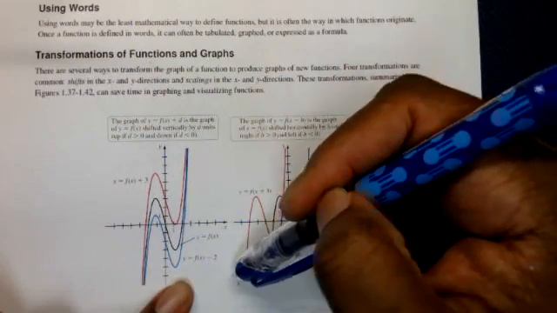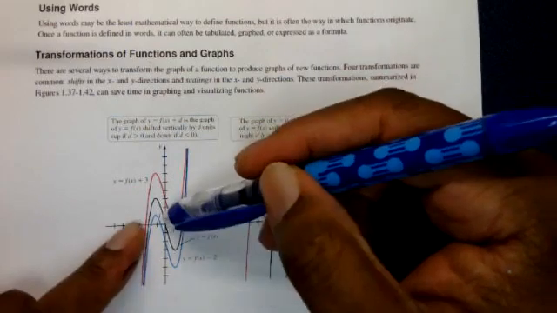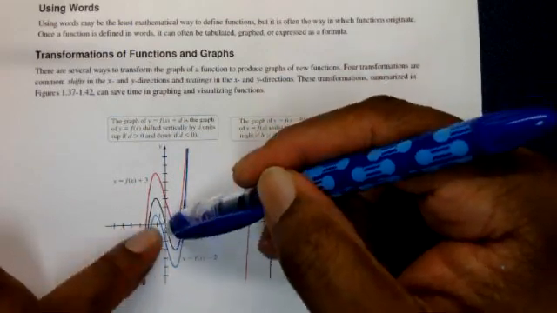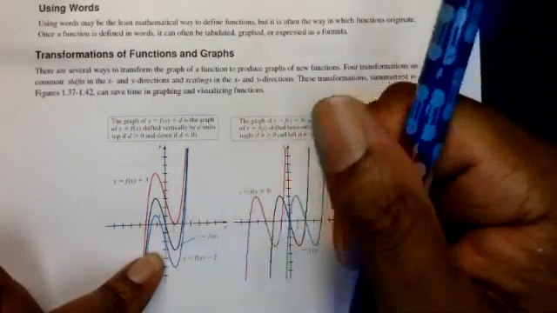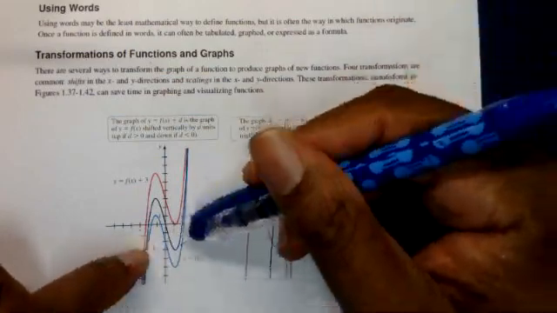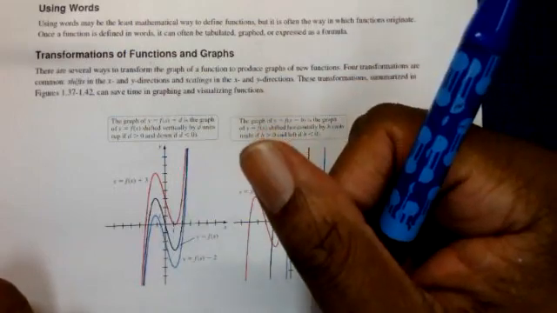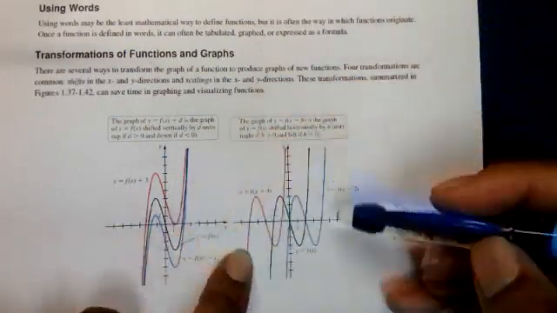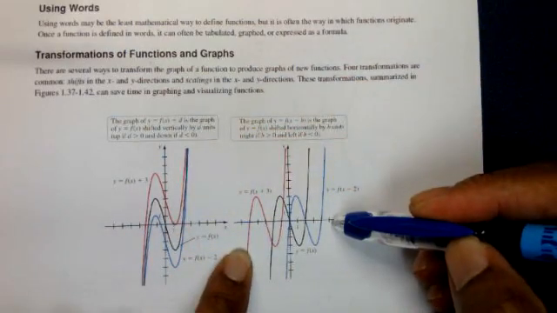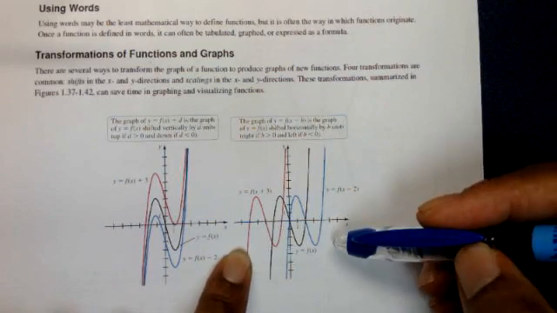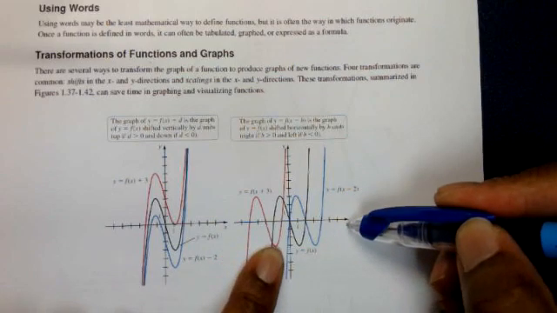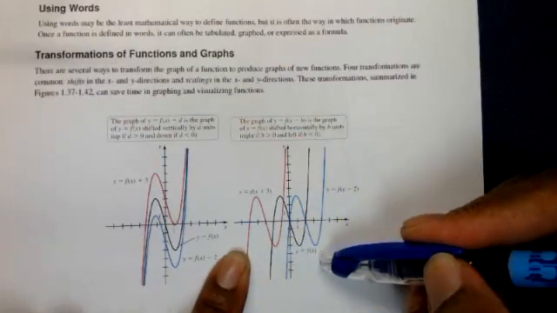And then for y equal f of x with a minus 2 on the outside, that means that the graph is shifted down 2 places. So these represent vertical shifts. The one on the right represents horizontal shifts. That means it's either shifted to the right or to the left.